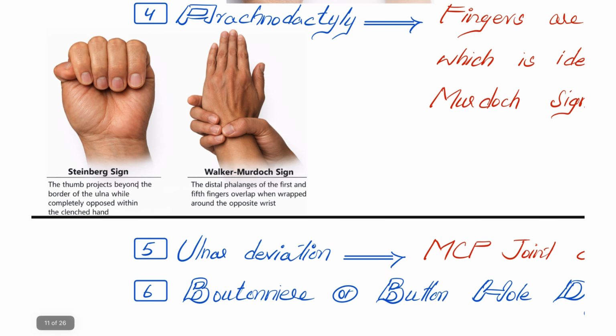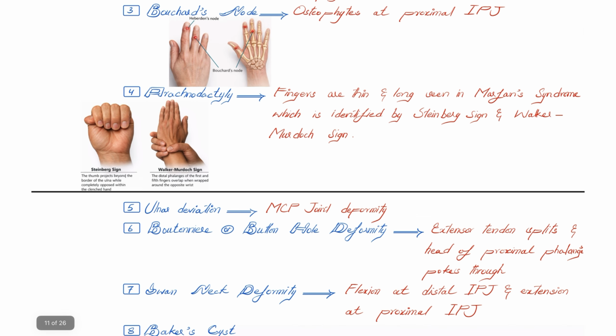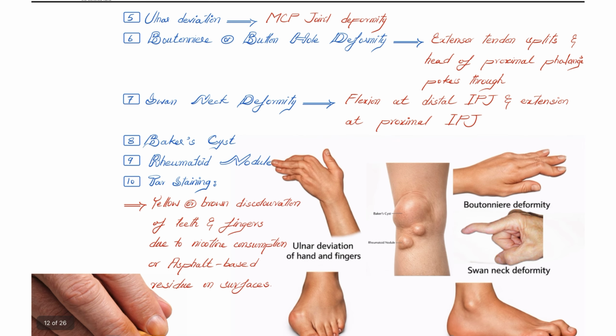They have thin and long fingers, and they can be identified by Steinberg sign and Walker-Murdoch sign, as you see in the pictures. Then there are some signs of rheumatoid arthritis. Ulnar deviation, where there is metacarpophalangeal joint deformity; Boutonniere or buttonhole deformity, where the extensor tendon splits and the head of the proximal phalanx pokes through. There is swan neck deformity, where there is hyperflexion at the distal interphalangeal joint and extension at the proximal interphalangeal joint.